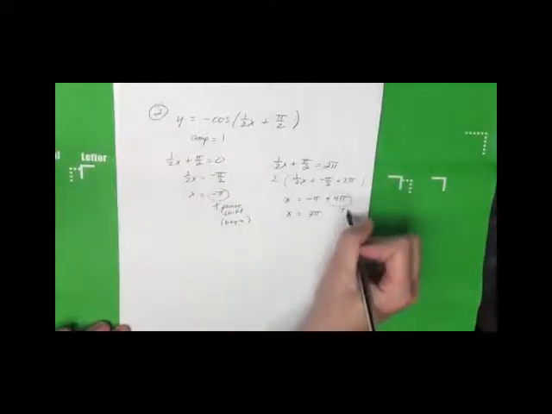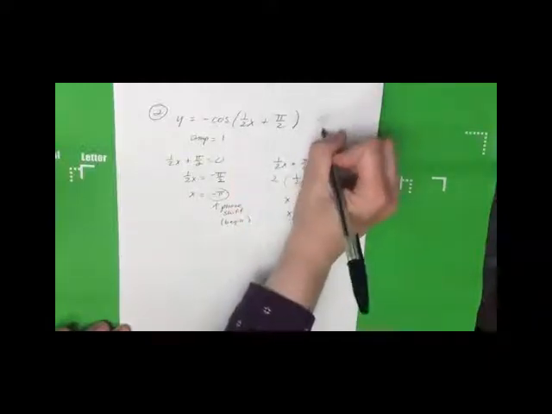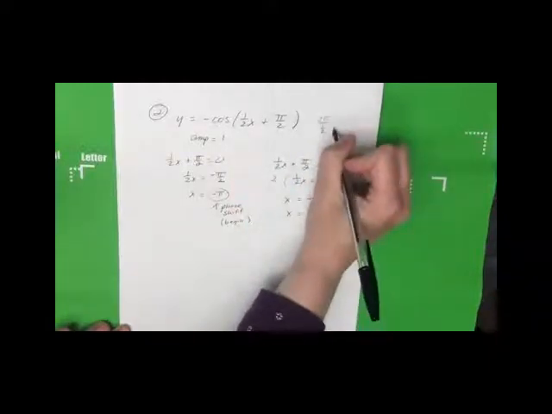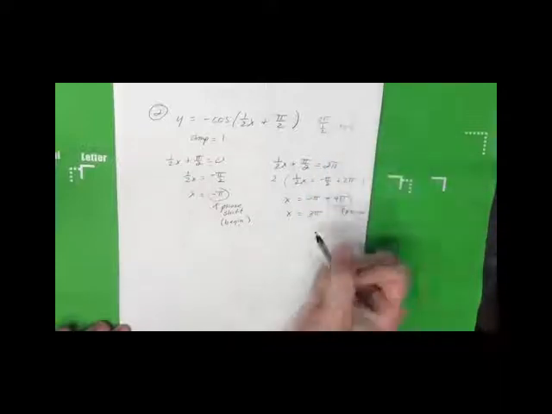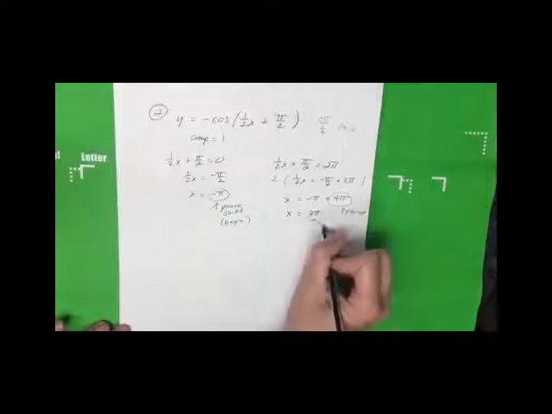4 pi is the period, which you can also get by taking 2 pi divided by 1/2. Because when you take 2 pi divided by 1/2, that'd be 2 pi times the reciprocal 2, that gives you 4 pi. And if you start at minus pi, go over 4 pi, you end up at 3 pi.